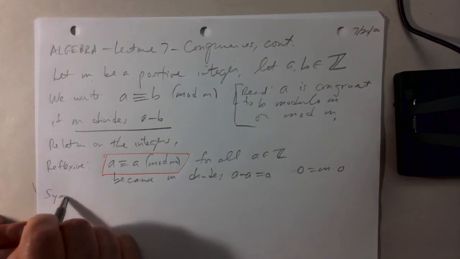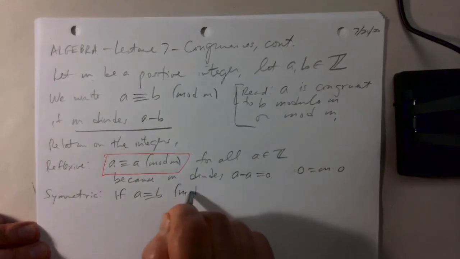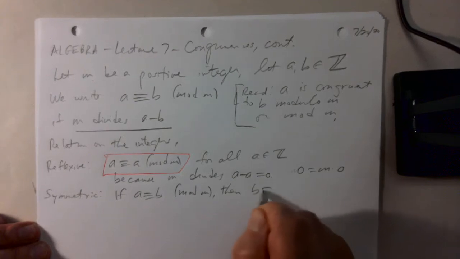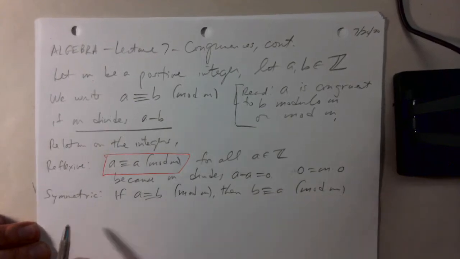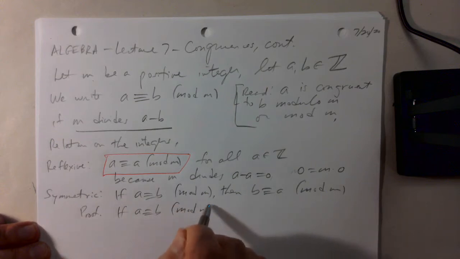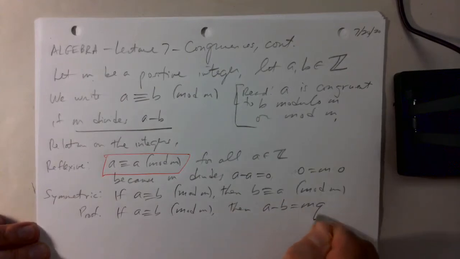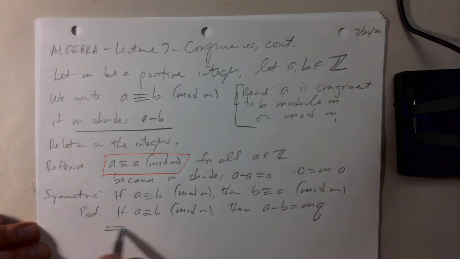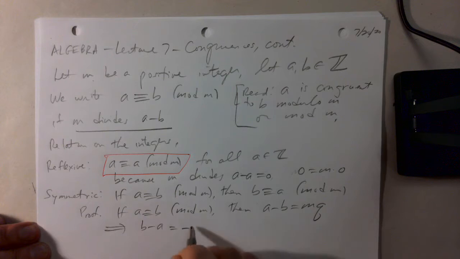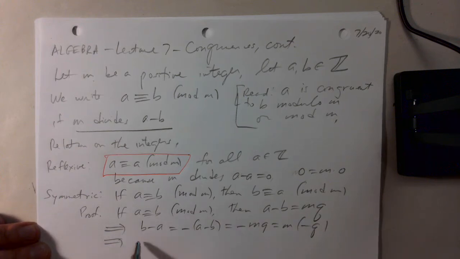It's symmetric. That means if A is congruent to B mod M, then B is congruent to A mod M. And the proof is very simple. If A is congruent to B mod M, then M divides A minus B. So A minus B is M times some number Q, which implies that B minus A is minus MQ, or M times minus Q. So B is congruent to A mod M.